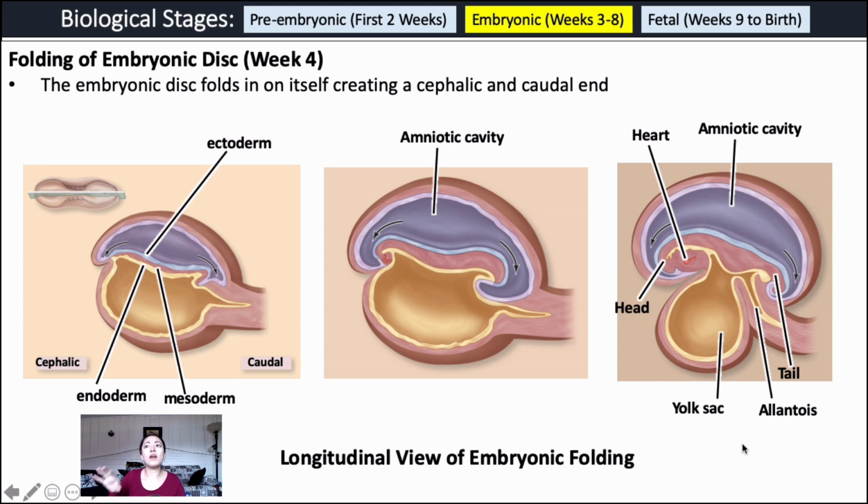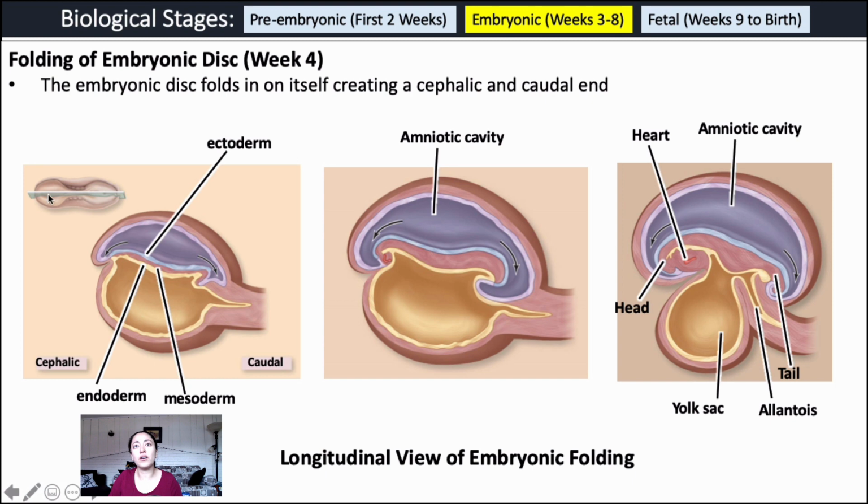Around week 4 of embryonic development, the embryo is no longer a flattened disc, and it actually starts to fold in on itself. And this embryonic folding is extremely important because it starts to create a cephalic end, or a head end, and a caudal end, or a rear end. So here we can see the flattened disc. This is a longitudinal view.